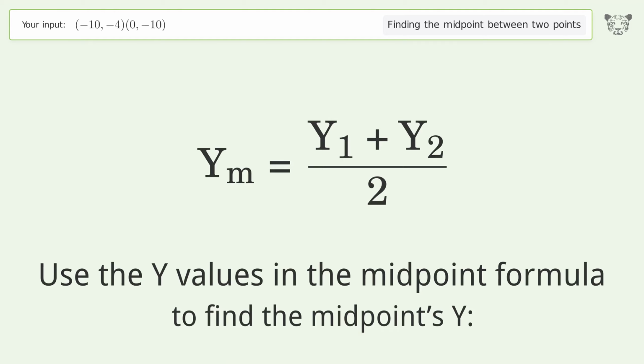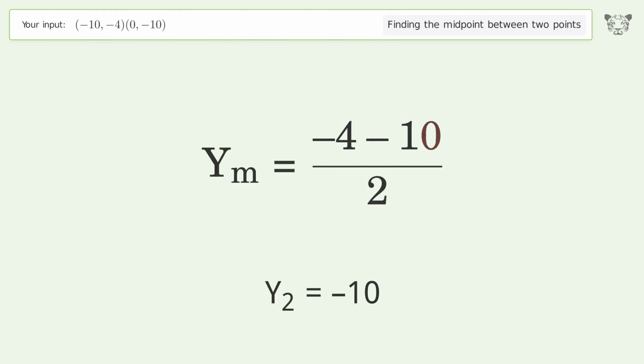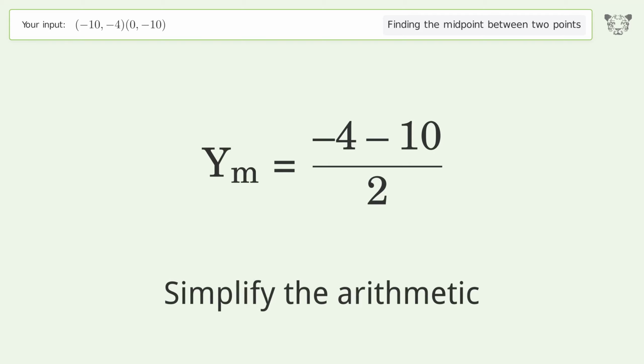Use the y values in the midpoint formula to find the midpoint's y. y1 equals -4. y2 equals -10. Simplify the arithmetic.